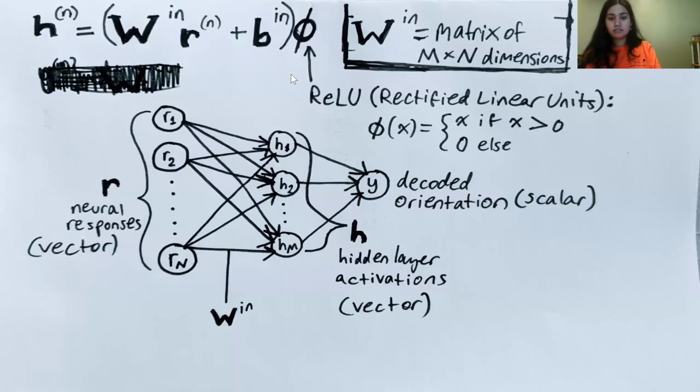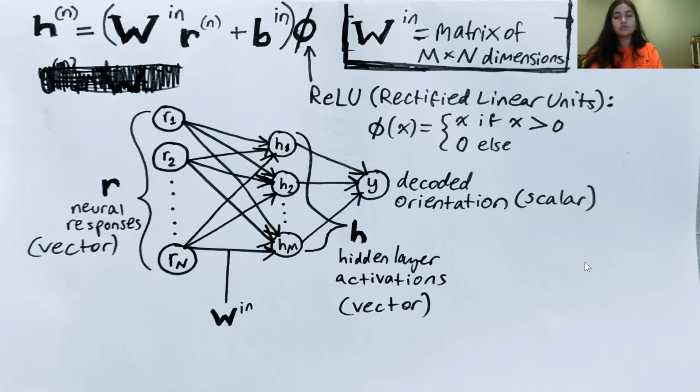And so there are different types of activation functions. For example, there are sigmoidal ones, but the one that's most commonly used is something called ReLU. And this is the function here, where basically it's x if x is greater than 0, but it's 0 for anything else.